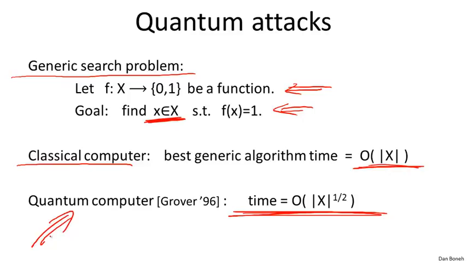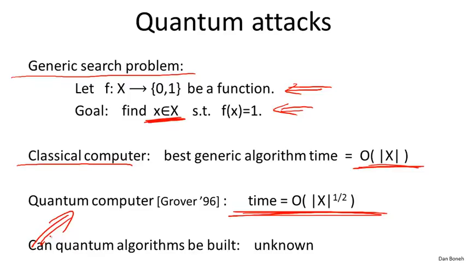All right, so what does this have to do with breaking block ciphers? So far it's just a generic search problem. Well, actually, before I show you the application, you might be wondering, can someone build a quantum computer? And this is still completely unknown. At this point, nobody really knows if we can build large enough quantum computers to actually take advantage of this beautiful algorithm due to Grover.